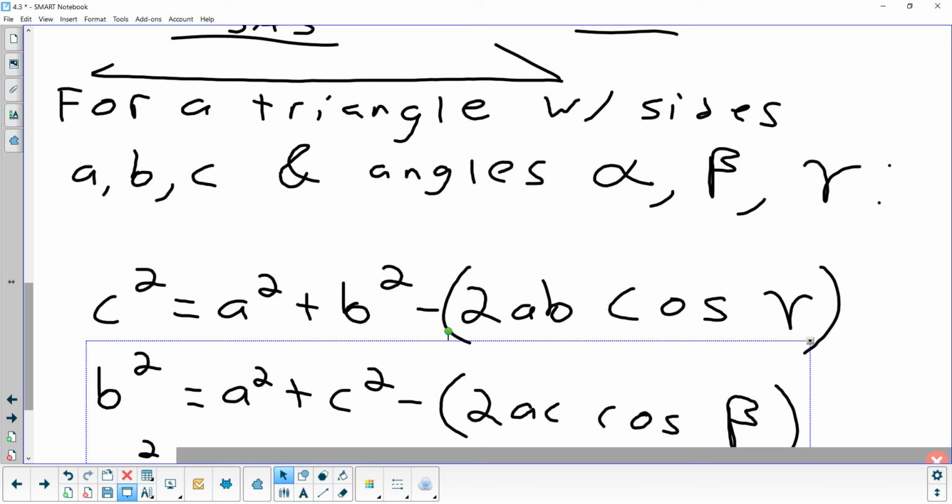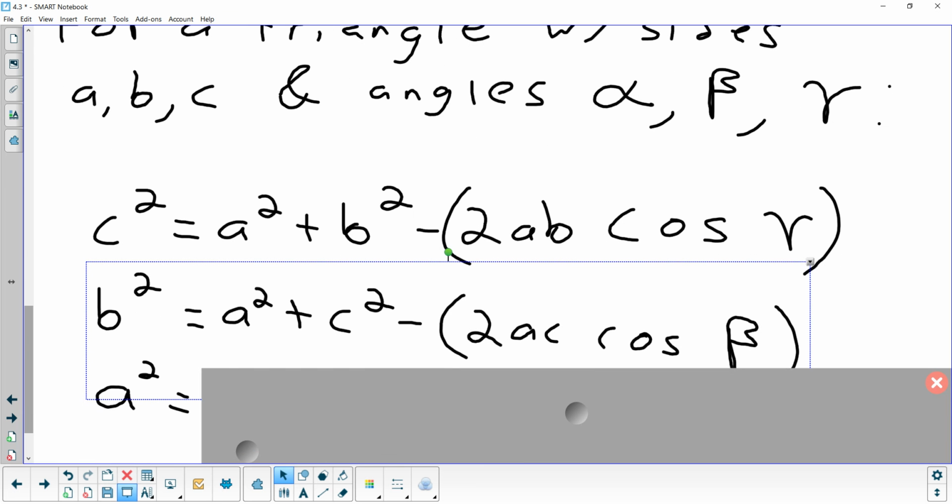You could write this an infinite number of ways if you let your sides be x, y, and z. X squared equals y squared plus z squared. You could do it that way. But these are the most common letters we'll use, so I'm just writing it the three ways that you'll most likely see it.